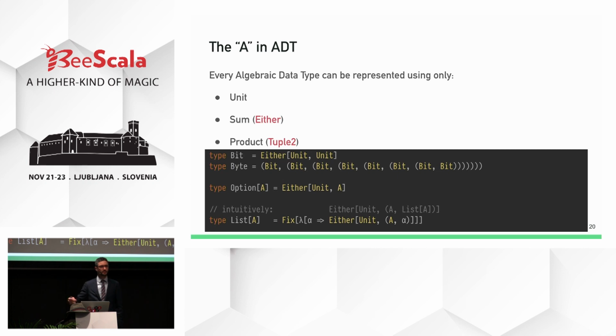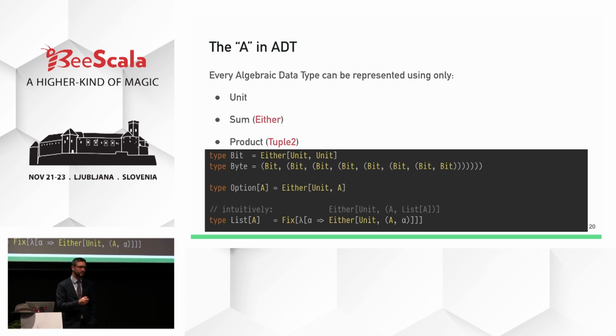And we can keep on going like that forever. For example, Option is equivalent to Either Unit. Option of A is equivalent to Either Unit or A. Unit will be None, and A will be Some A.